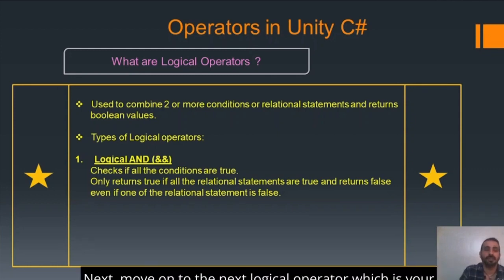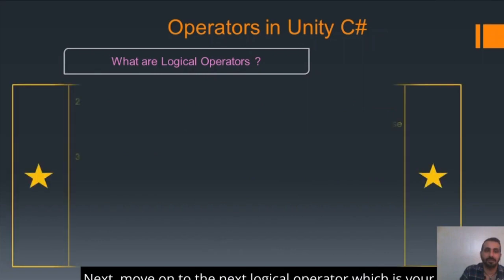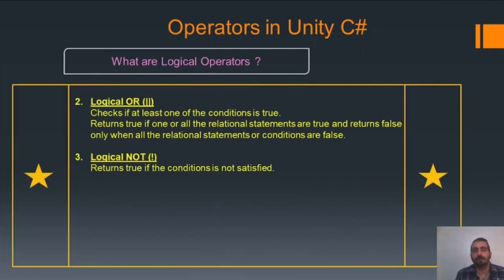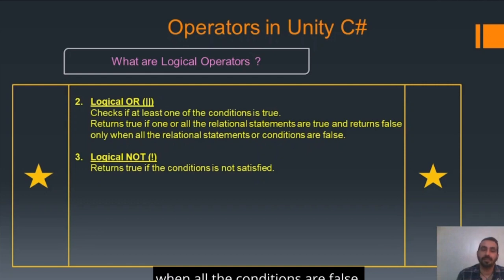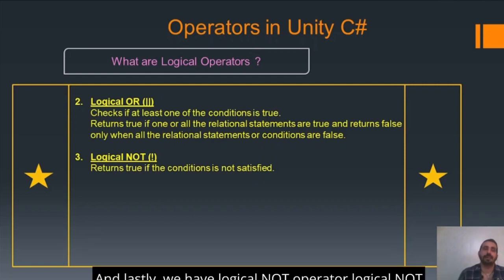Next, let's move on to the next logical operator, which is your logical OR operator. The logical OR operator checks if at least one of the conditions is true or not. It returns true if one or all of the relational statements or conditions are true, and returns false only when all the conditions are false. Then lastly, we have the logical NOT operator. The logical NOT operator returns true if the condition is not satisfied.